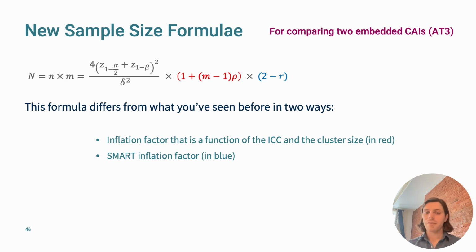Then we have this SMART inflation factor in blue, this 2 minus r. This portion of the sample size formula also shows up in standard SMART sample size formulas as well. So this should be somewhat familiar if you looked at the handouts in the meantime. So what is this saying? Well, as your response rate is increasing, the number of clusters you need is decreasing, because they'll be better distributed throughout the different pathways.